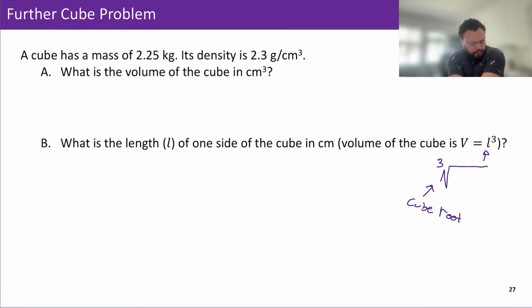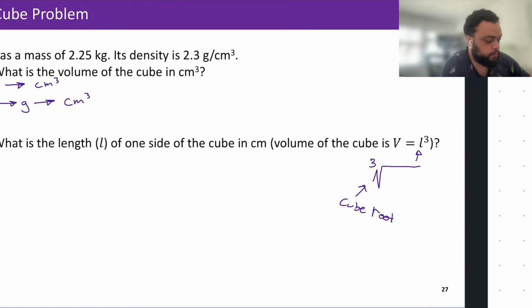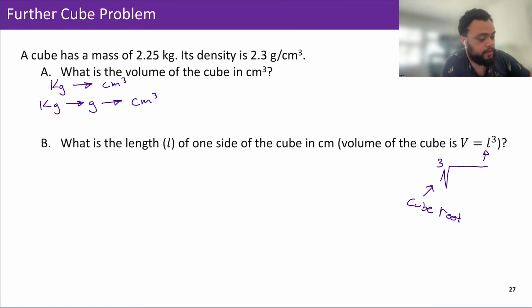Okay, so let's see. Where do we need to go? We need to go from kilograms to cubic centimeters. And we can do that like this. Kilograms goes to grams, and that goes to cubic centimeters. Kilograms to grams, that's a conversion that we have seen before, which I will go back to. Grams to cubic centimeters, that comes from the density right there.